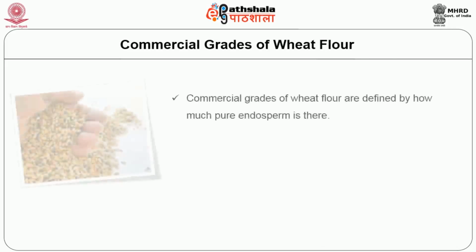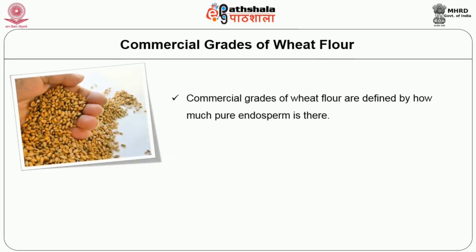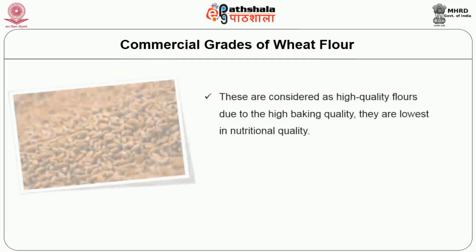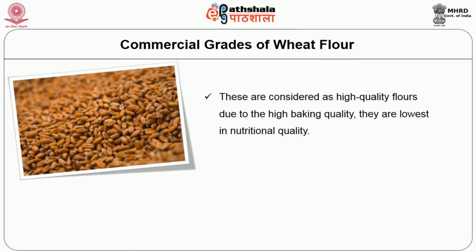There are certain commercial grades of wheat flour which are defined by how much pure endosperm is there. High endosperm flours are whiter in color because they are relatively low in bran and germ, and these are considered undesirable in baked products. Although these are considered high quality flours, due to the high baking quality, they are lowest in nutritional quality.